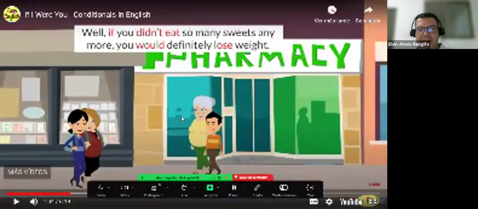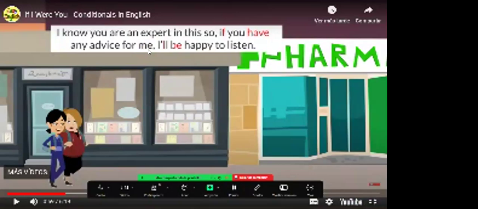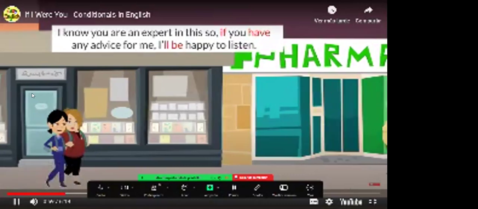What condition is this? I know you're an expert in this, so if you have any advice for me, I'll be happy to listen. What condition is that? Second condition. No, my friend, it is the first condition. Yes, the second condition, Hector, has the verb in the past, and the auxiliary is would. Okay, let's continue.